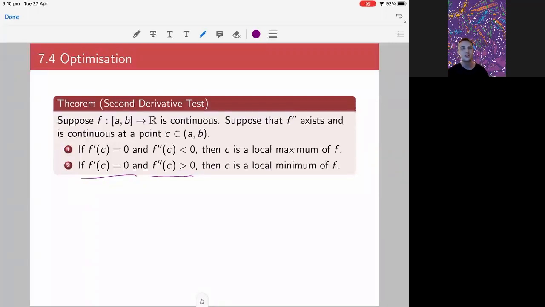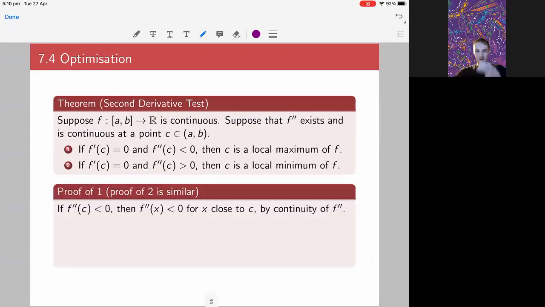Now, even though this is apparently a different test to the first derivative test, the proof of the second derivative test relies crucially on the first derivative test. So let's see how that works out. Again, I'm going to hope that you'll be convinced that proving 1 is enough.